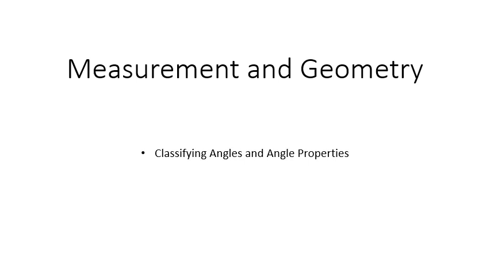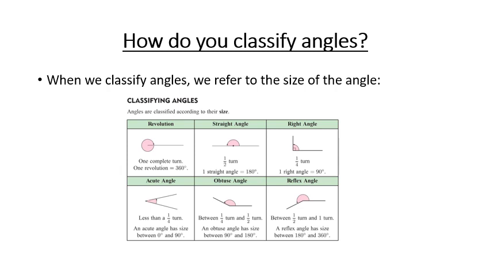This video tutorial looks at the mathematical strand of measurement and geometry, and more specifically we're going to focus our understanding on classifying angles according to their size and looking at different angle properties. So when we're looking at classifying angles, we basically look at the size of the angle, and that helps us to determine how we would label that angle.